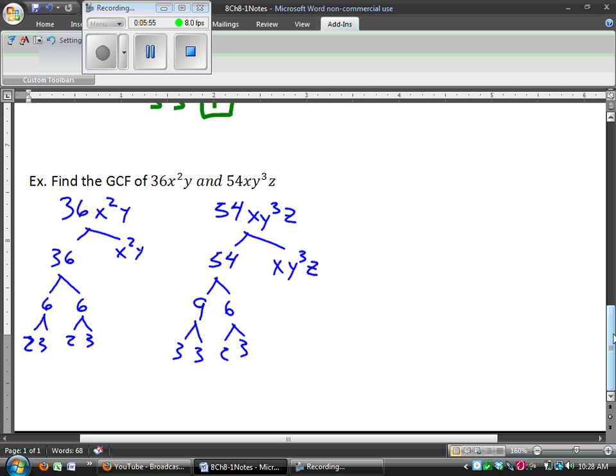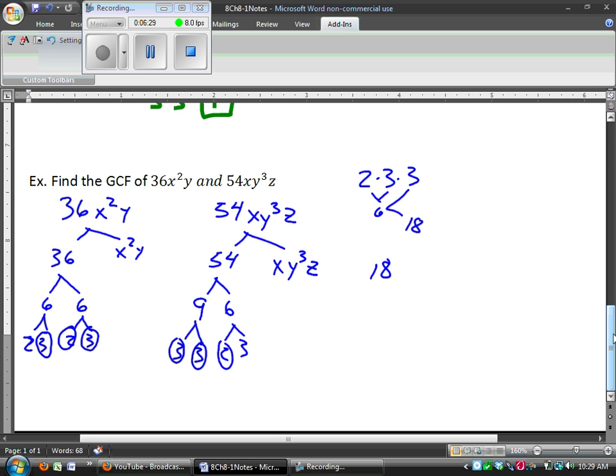Well, we have a 3 that they share. We have a second 3 that they share. And we have a 2 that they share. So the number is 2 times 3 times 3. When we multiply all those together, 2 times 3 is 6. 6 times 3 is 18. Okay, so the first part of the GCF is 18.